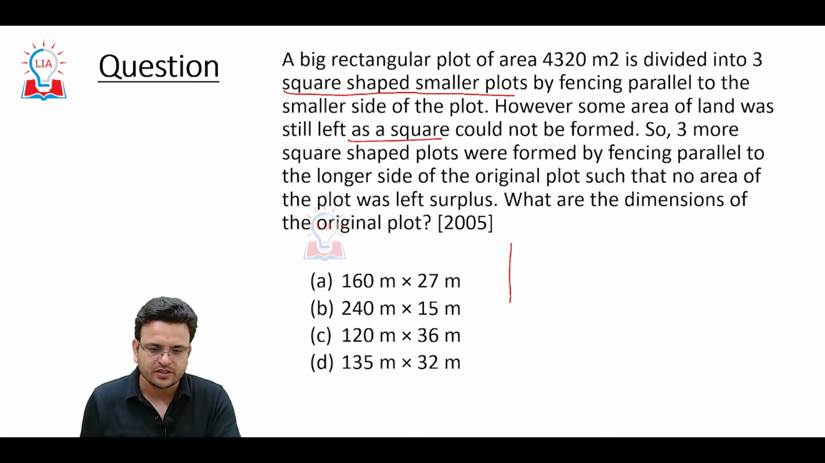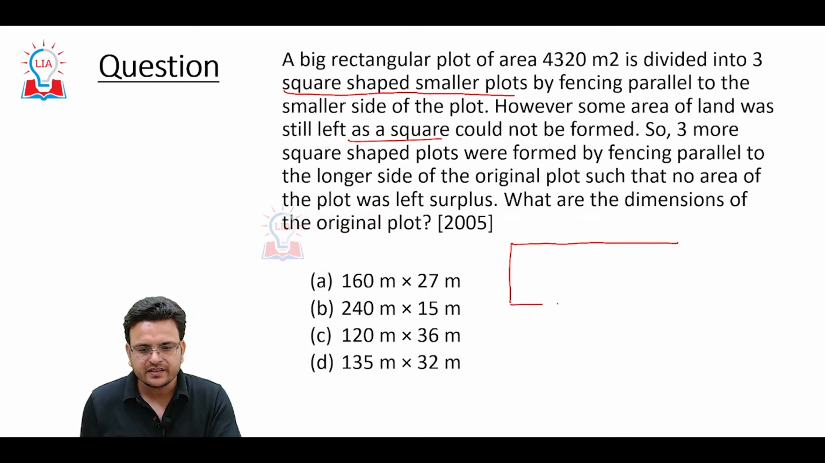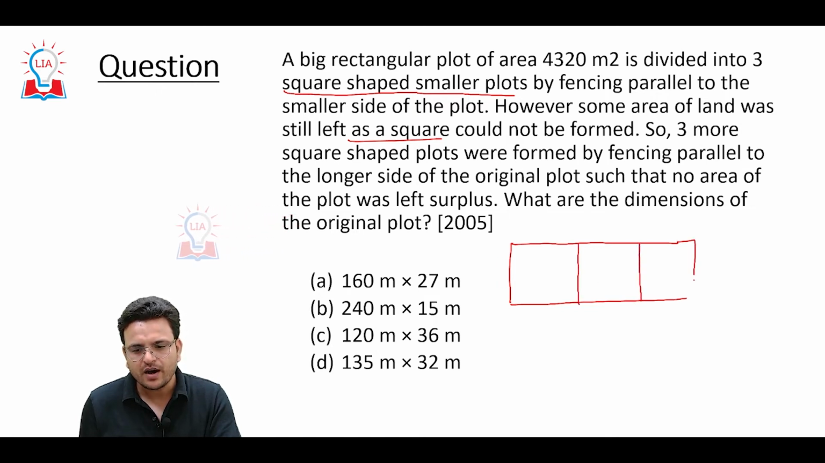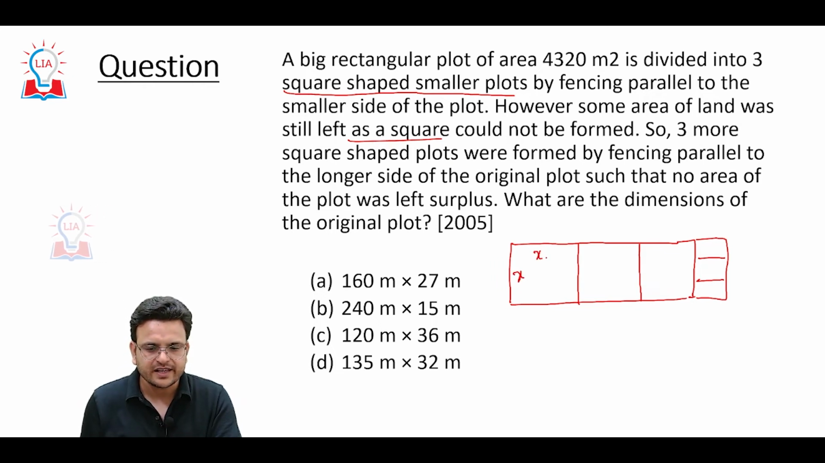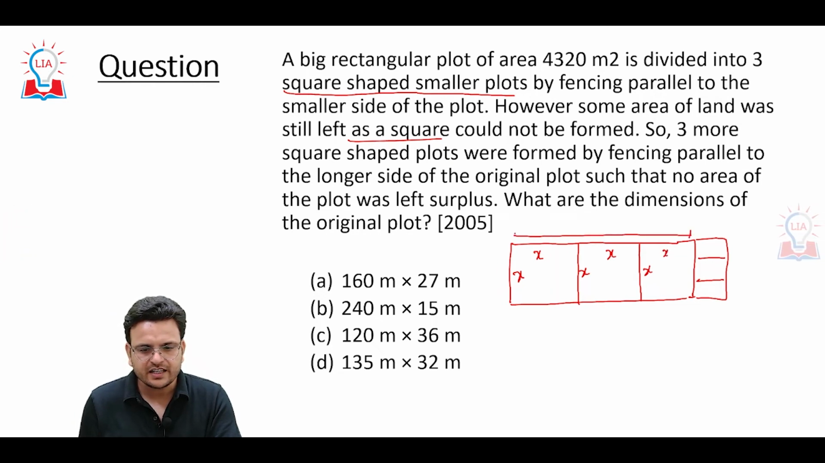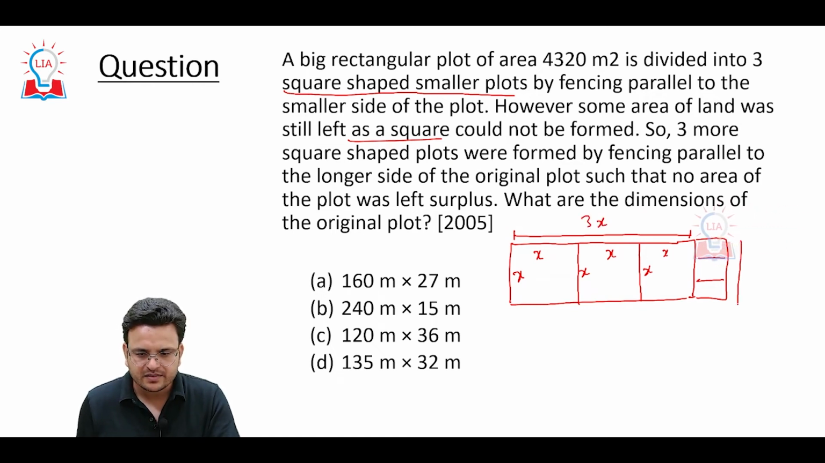Like in this particular question, we have made 3 squares from a rectangle, but some portion has been left, and we have made 3 more squares. So this is x, this is x, this is x, this is x, x, x. So till here it becomes 3x, and here it becomes x by 3, and it also becomes x by 3.